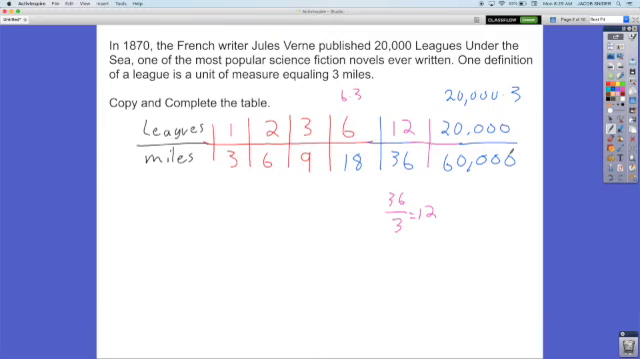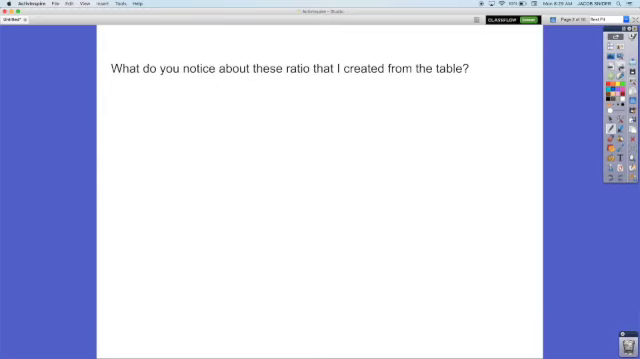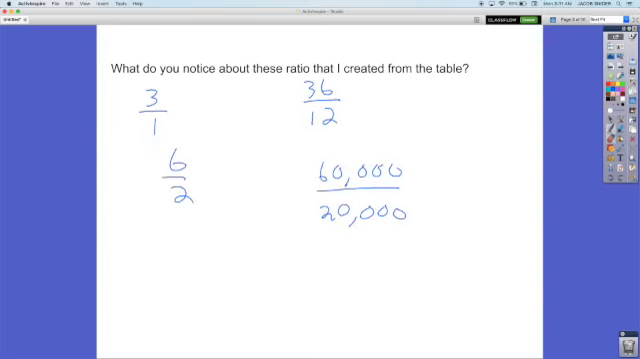Now, as you look at the next screen with me, what do you notice about the ratios that I created from the table? Here are 4 of the ratios. The first one's 3 to 1. The second one was 6 to 2. The third one was 36 to 12. Also, these are all miles on top, leagues on bottom. Miles on top, leagues on bottom. Same thing. So what do I notice?